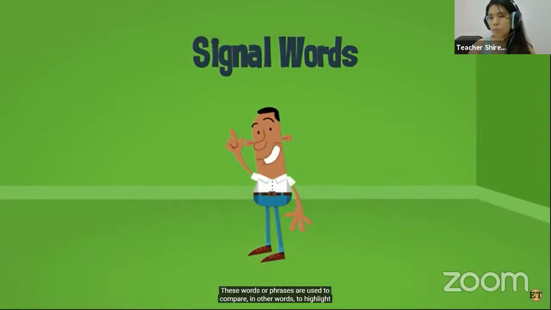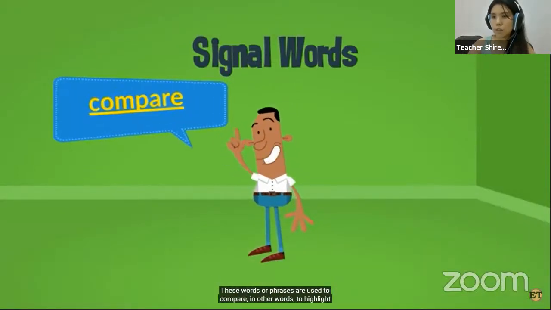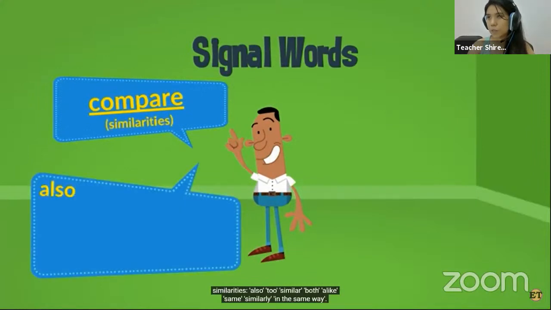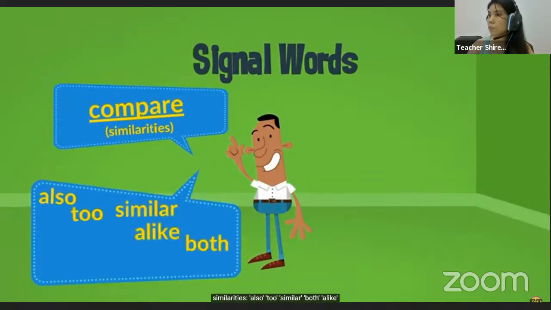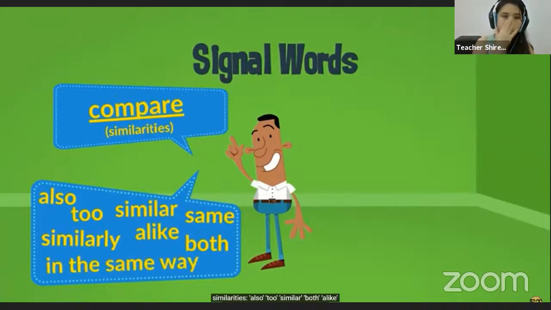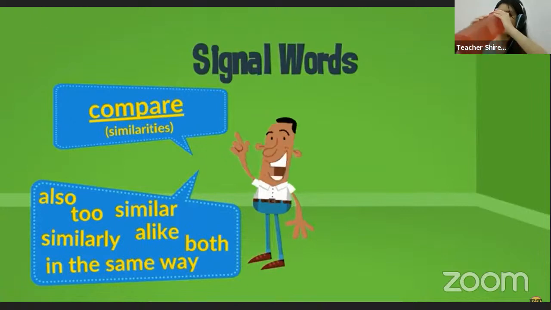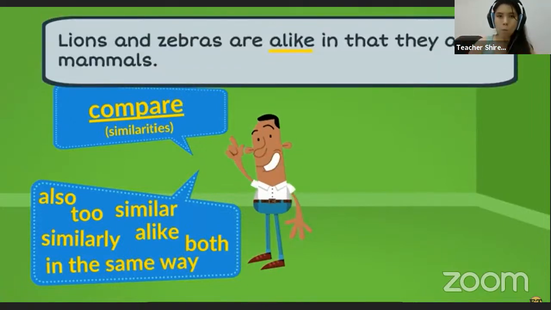These words or phrases are used to compare, in other words, to highlight similarities. Also, to, similar, both, alike, same, similarly, in the same way. For example, lions and zebras are alike in that they are mammals.